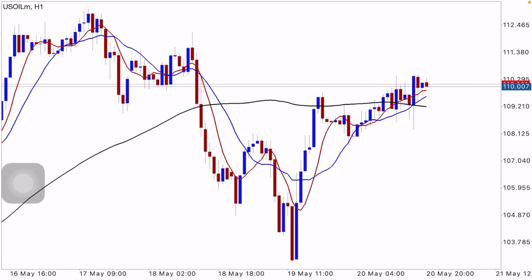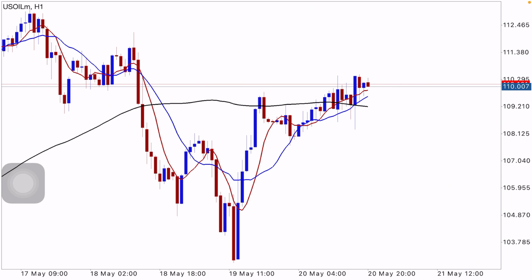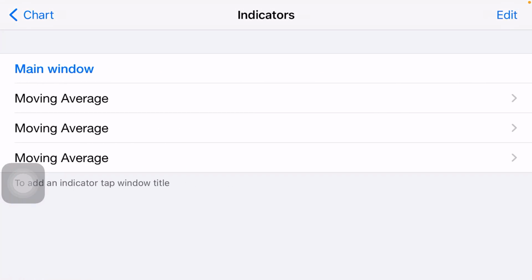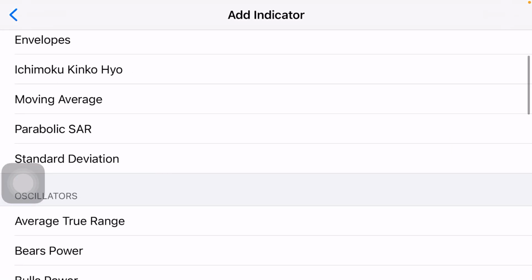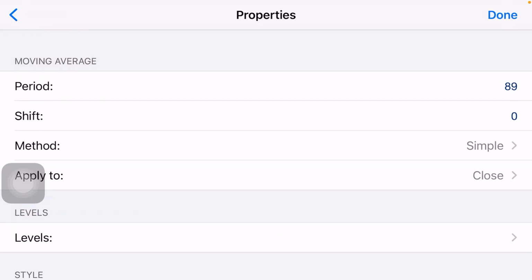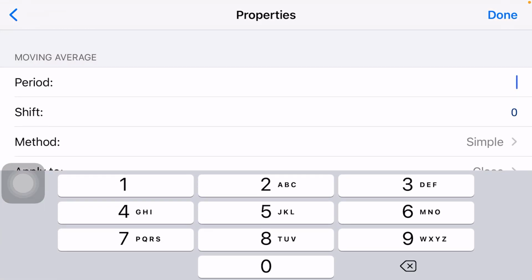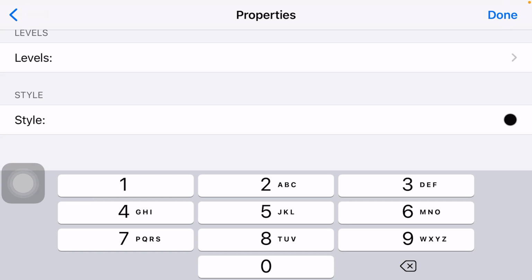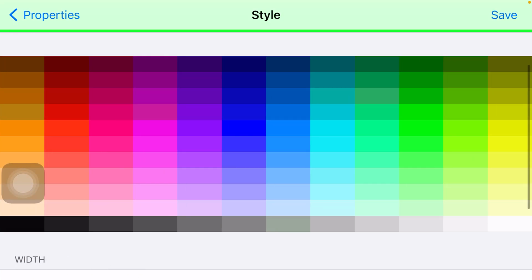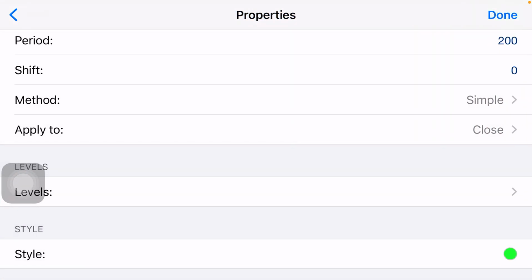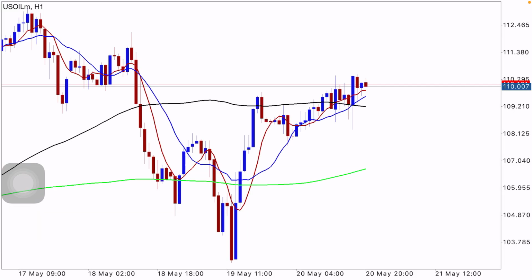So the 200 moving average will help you to know the type of the current trend that the market is in, whether the market is in an uptrend, downtrend, or ranging market. So for now, let's add the 200 moving average. I'll come here, period, I'll type 200. The color, I'll just make it green. That's my preferred color that I use for the 200 moving average.